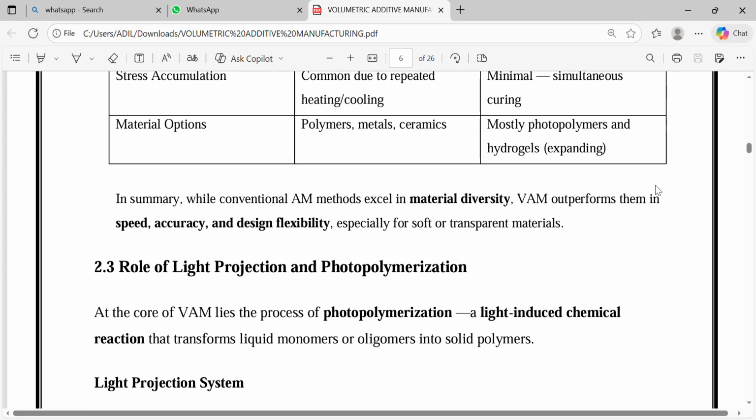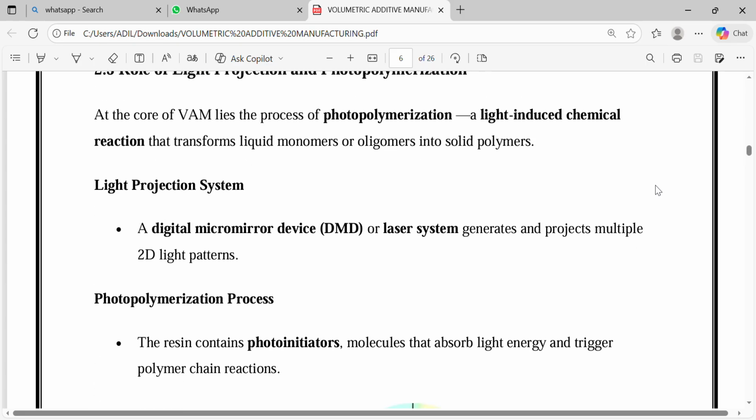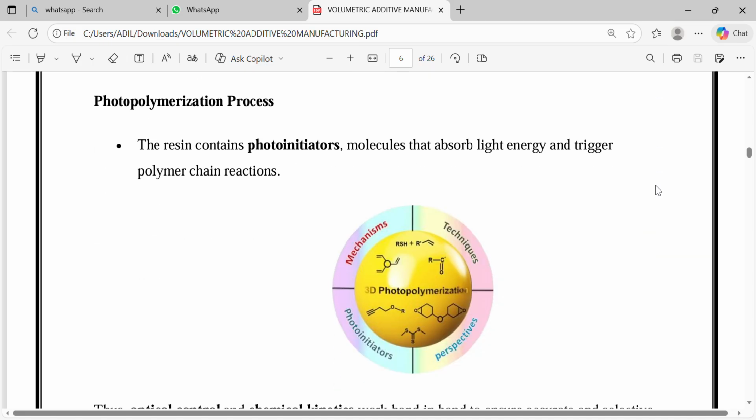Now we will discuss the role of light projection and photopolymerization. At the core of VAM lies the process of photopolymerization, a light-induced chemical reaction which initiates the polymerization in photoresist, creates solidification patterns, enables 3D printing, and controls material properties. The light projection system includes the DMD and laser system, and in the photopolymerization process, the resin contains photoinitiators. Photoinitiators absorb light energy, generate reactive sites, initiate polymerization, and enable curing of the photoresist.